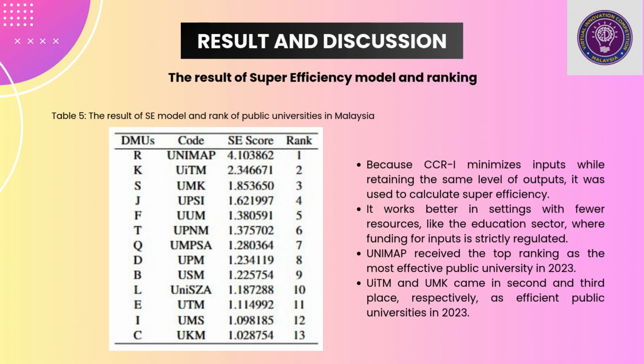Result of super efficiency model and ranking. Table 5 shows the result of the super efficiency model and rank of public universities in Malaysia. Because CCR input minimizes input while retaining the same level of output, it was used to calculate super efficiency. It works better in settings with fewer resources, like the education sector, where funding for input is strictly regulated. Unimep received the top ranking as the most efficient public university in 2023. UITM and UMK came in second and third place respectively as efficient public universities in 2023.